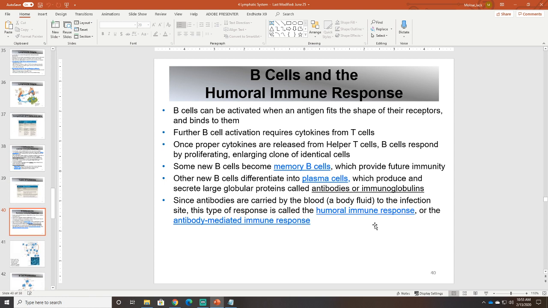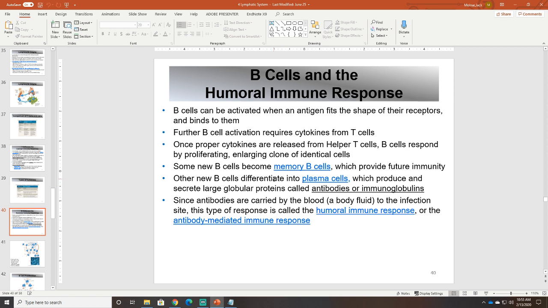All right, so B cells can be activated when an antigen fits into one of the receptors on their cell surface. Further B cell activation requires cytokines from the T cells. So once proper cytokines are released from helper T cells, the B cells respond by dividing and multiplying, enlarging clones of themselves. So some new B cells become memory B cells, which again stick around to recognize this threat again in the future.